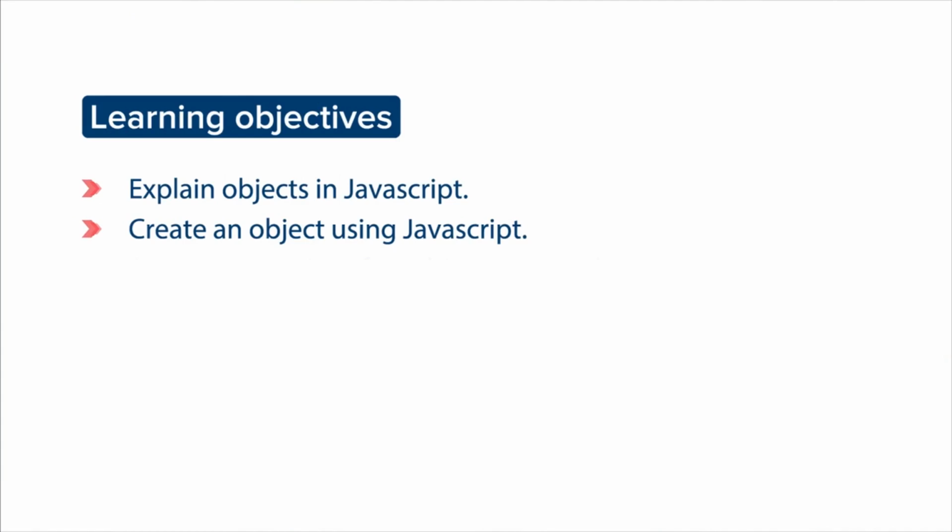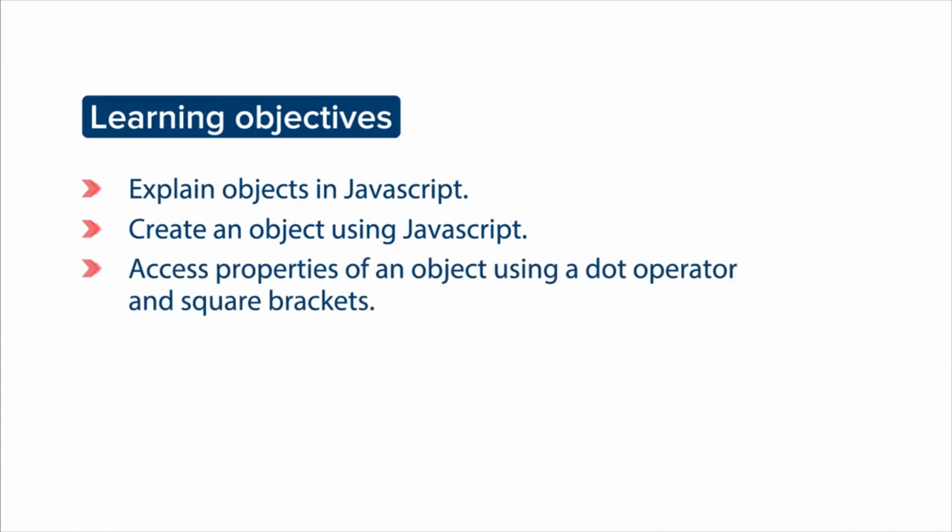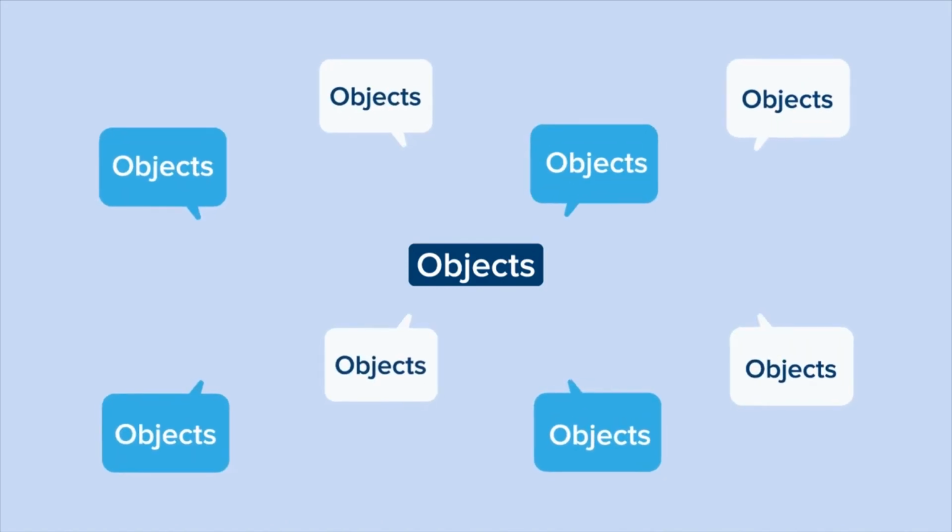After going through this video, you will be able to explain objects in JavaScript, create an object using JavaScript, access properties of an object using a dot operator and square brackets. Hi, welcome to the next topic. In the previous topic, we used the word objects at several places but never discussed it. Well, now the time has come to get familiar with objects and learn about them.